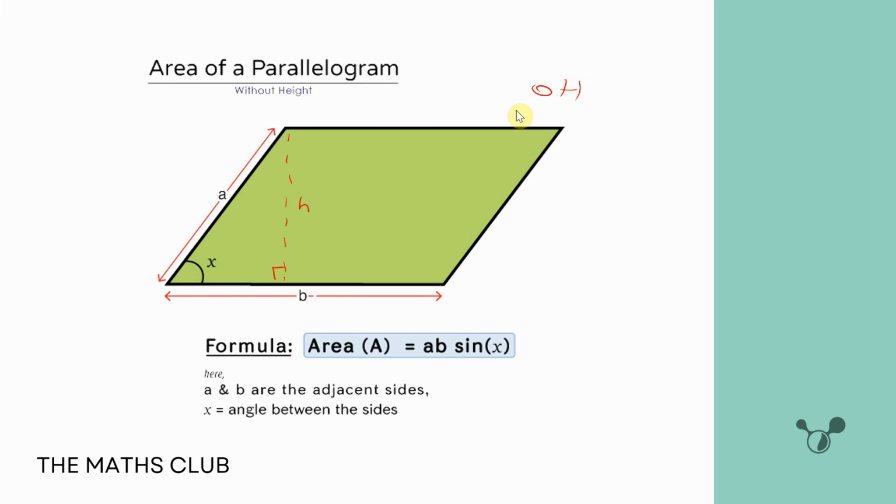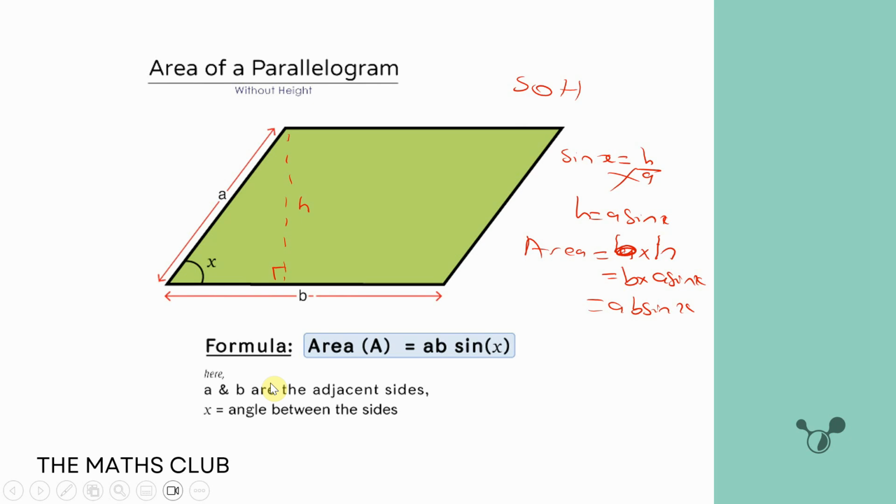So if I use SOHCAHTOA, what would that align with? Great. So I will say sine x is equal to the opposite, which is h, over the hypotenuse, which is a. If I cross multiply, my h is equal to a sine x. And we know that the area of a parallelogram is the base times the perpendicular height, which is h. We know the base, we know the height, which is a sine x. If I join these two together, that will give me what? ab sine x. So that's how they came about this formula, right?